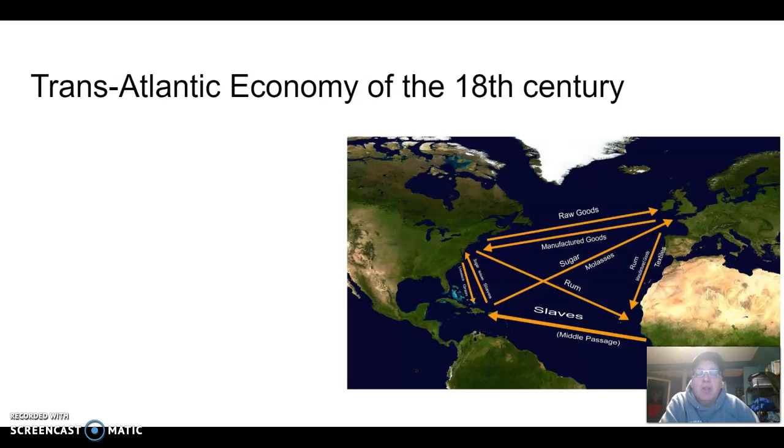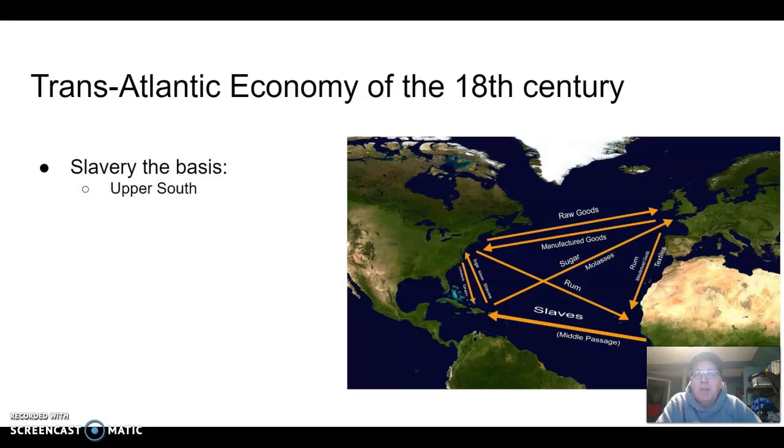It's also sometimes called the triangular trade, although if you look at the map, it's certainly more complicated than just a triangle. Transatlantic is probably a better word to describe it. And the one word you need, if the Gilded Age is all about railroads, the transatlantic economy is all about slavery. Everything comes back to slavery. It's the basis of everything.